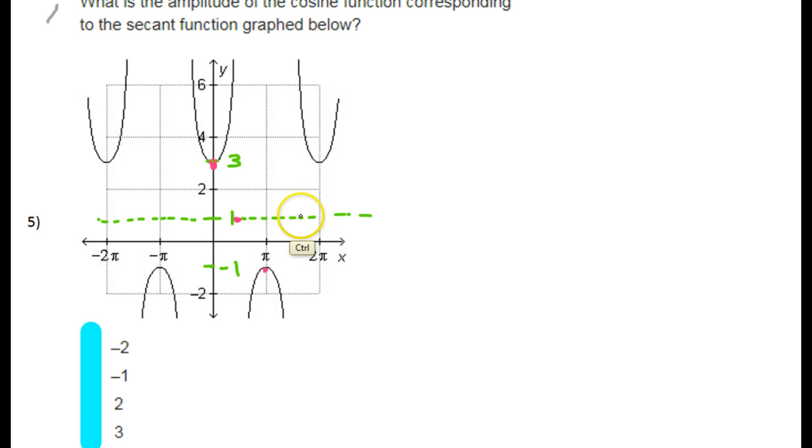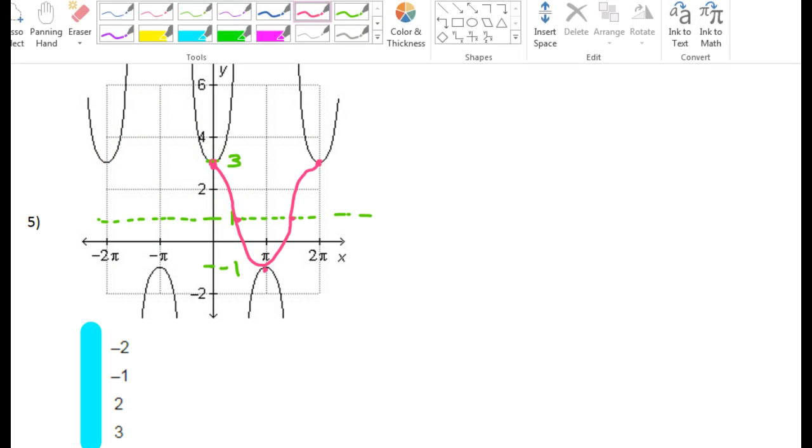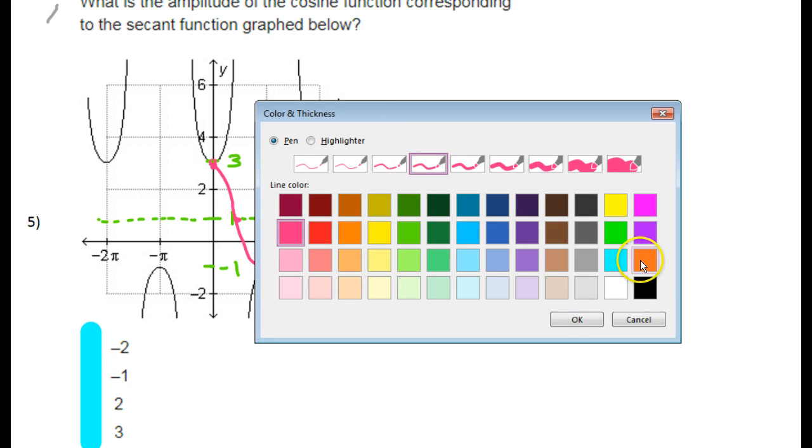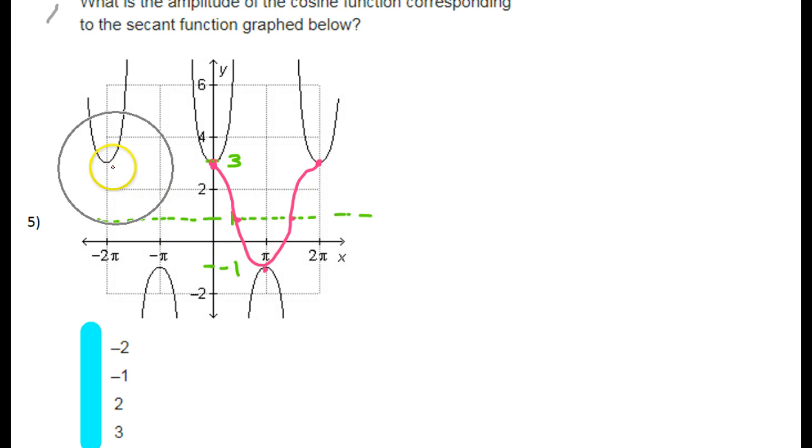So let's see. My invisible cosine function is going to pass through the midline like this. Now I'm going to repeat the pattern. I think I'll change colors a little. Okay, here's another cosine. It's going to hit the midline right here. So another cosine, it's going to look like this.